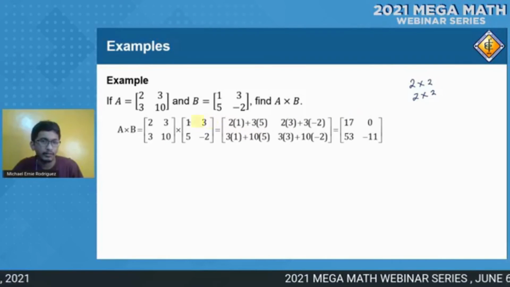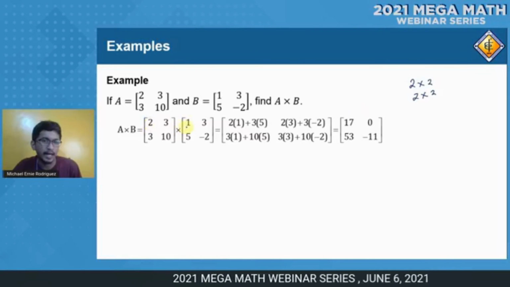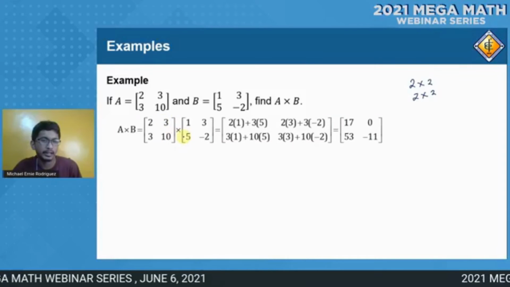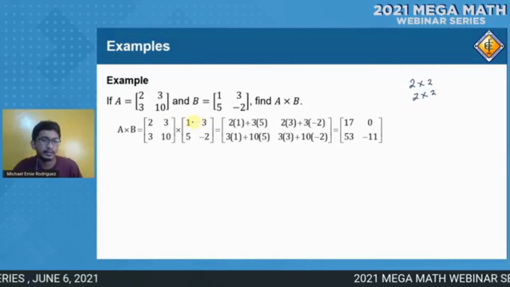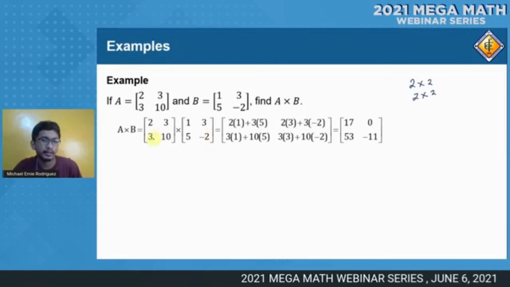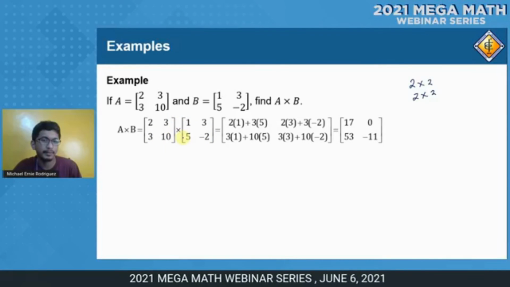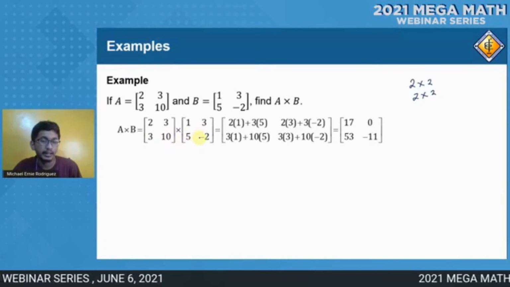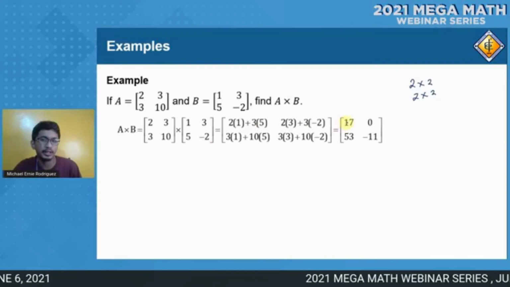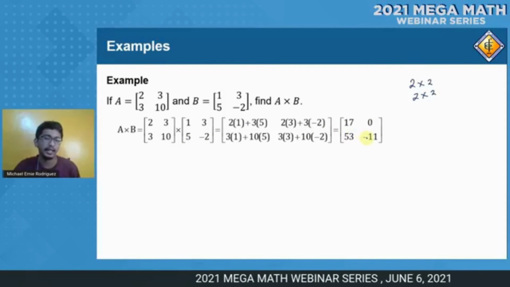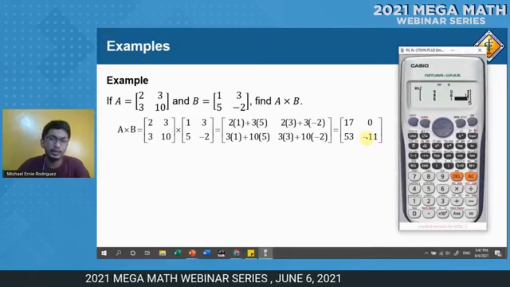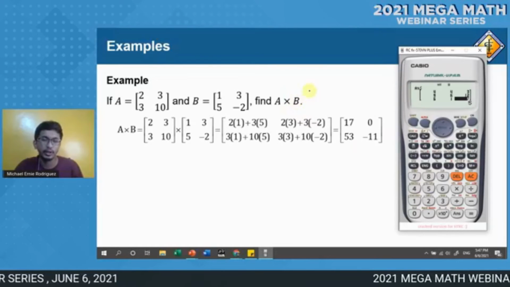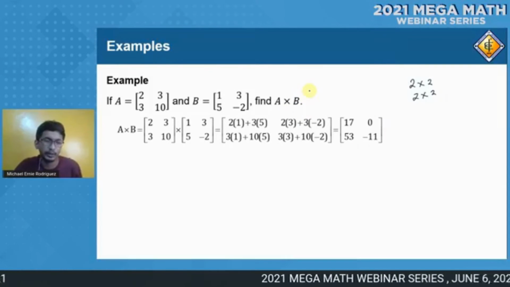So, multiply natin. So, we have 2 times 1 and then plus 3 times 5. And then we have 2 times 3 plus 3 times 2. And then 3 times 1 plus 10 times 5. And then 3 times 3 plus 10 times negative 2. So our answer is 17, 12, 53 and negative 11. So pwede rin to sa calculator. So input natin yung ating matrix and then you can solve for A and B.